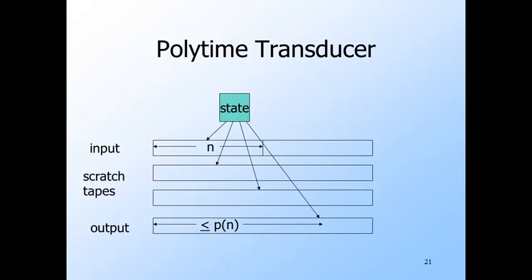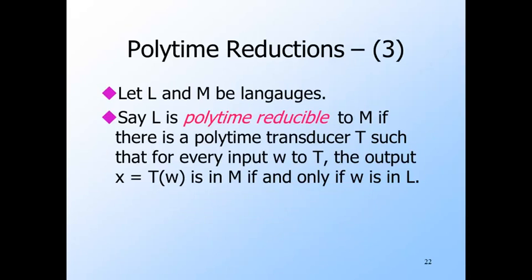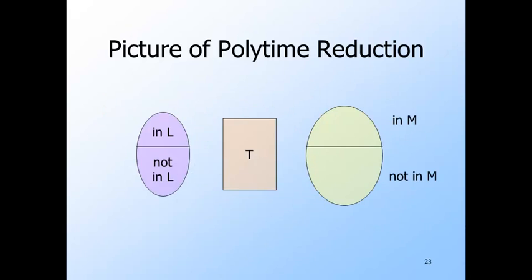Consider two languages or problems, say L and M. We say L is polytime reducible to M if there is a polytime transducer T that takes an input W that is an instance of L, produces an output X that is an instance of M, and the answer to L on W is the same as the answer to M on X. That is, W is in L if and only if X is in M. Here is a picture to help us remember what a polytime reduction does.